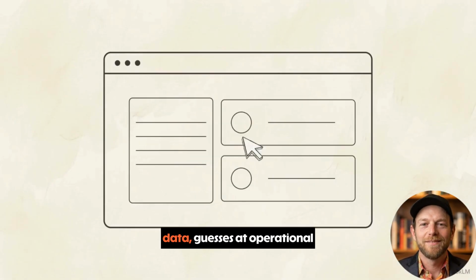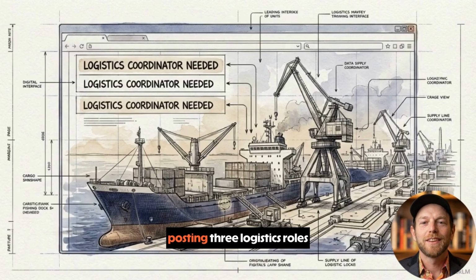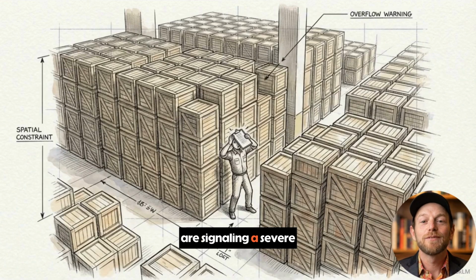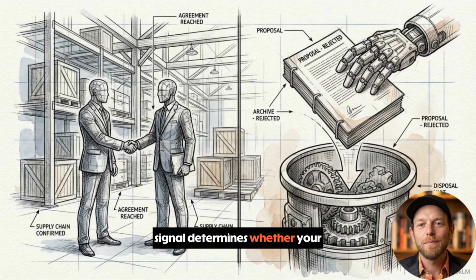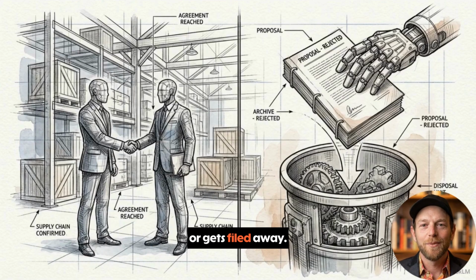Most revenue teams believe they understand their market because they track intent scores and web traffic, but these are proxy data, guesses at operational reality. A Norwegian fish importer posting 3 logistics roles might look like growth, but in reality, they are signaling a severe capacity constraint. How you interpret that signal determines whether your pitch opens a door or gets filed away.